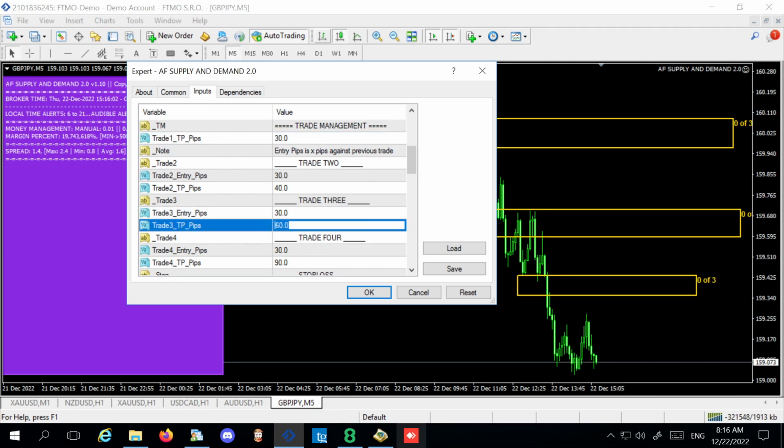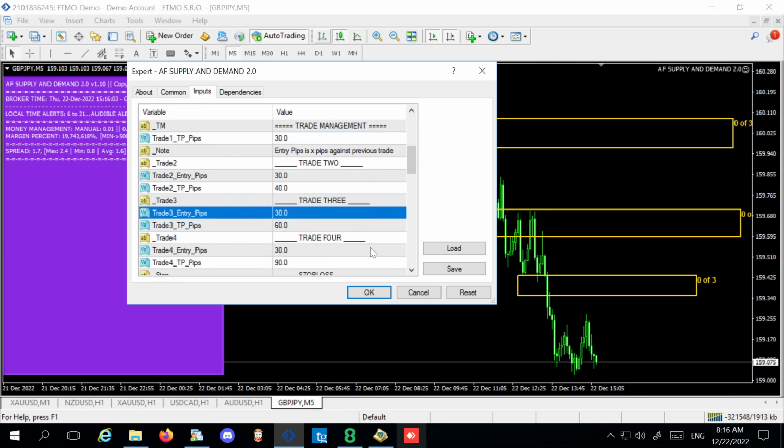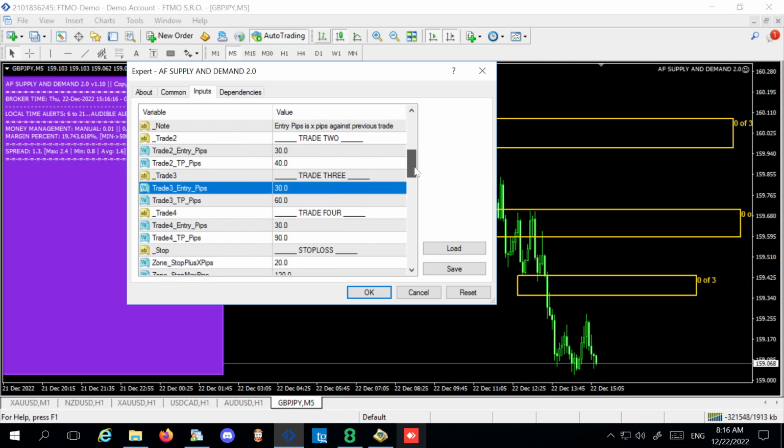Again, these are all adjustable depending on the asset and the circumstances we're trading under. And then finally we've got trade four here, where it enters at 30 pips again above your third entry, and then it goes for the sell again. So very self-explanatory stuff there, guys.